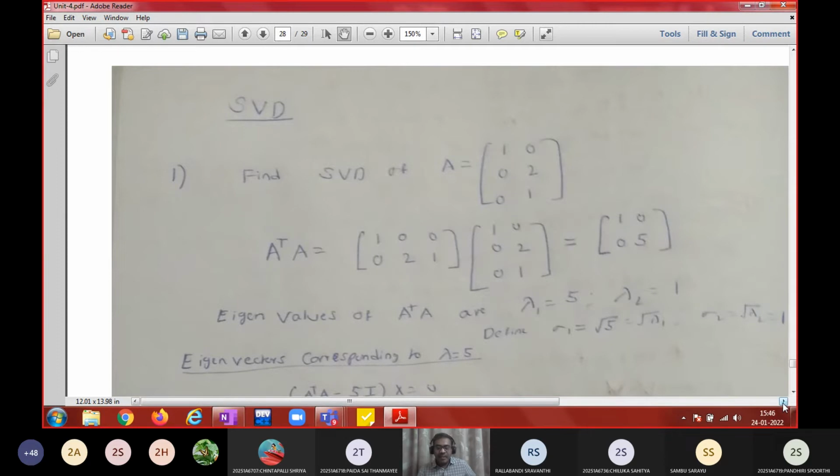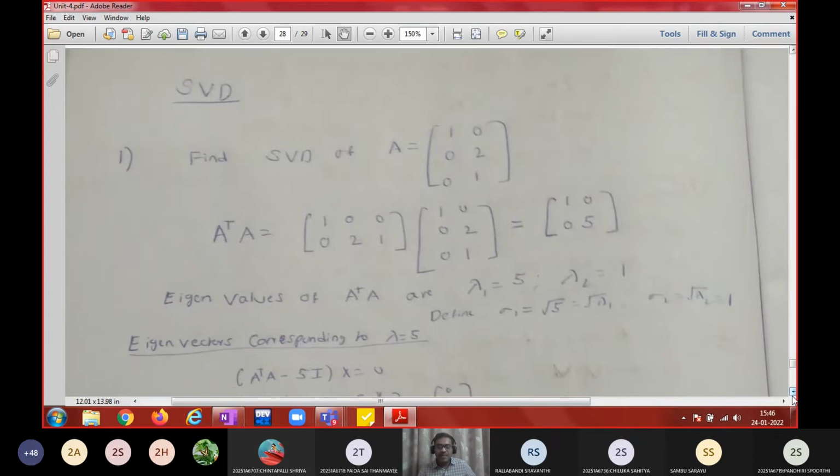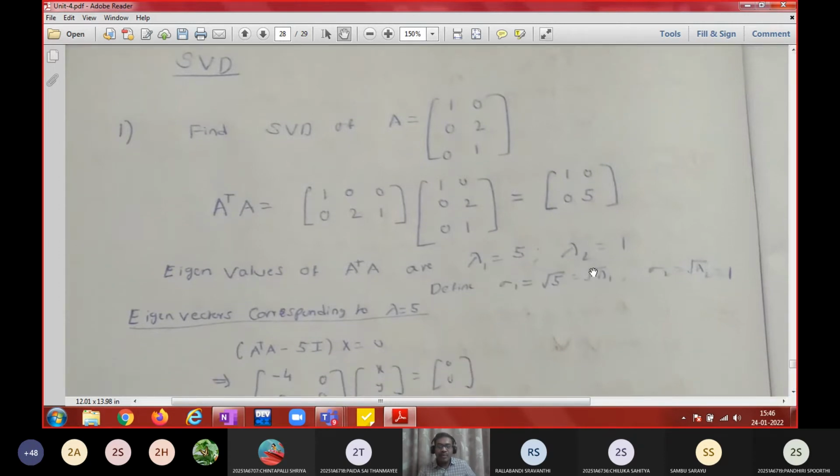Then what are the singular values? Here there is no zero eigenvalue. All the eigenvalues are non-zero. So what is my singular value? Square root of 5. My next singular value is square root of 1, which is 1. So when 5 and 1 are eigenvalues, root 5 and 1 are called singular values. Okay.